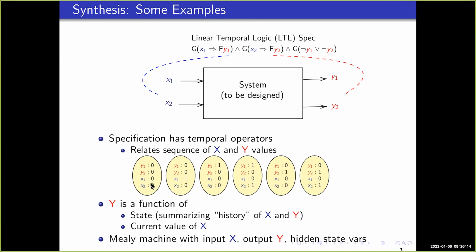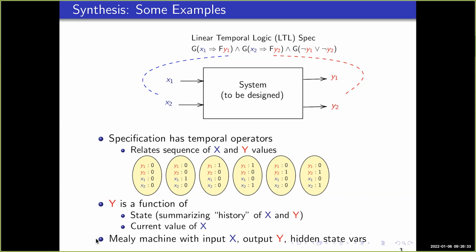Okay. So if the outputs have to depend on the state which summarizes the past history of inputs and outputs, and the current value of the input, then this actually starts sounding something like a finite state machine. I've talked about a Mealy machine here. You can also use a Moore machine.